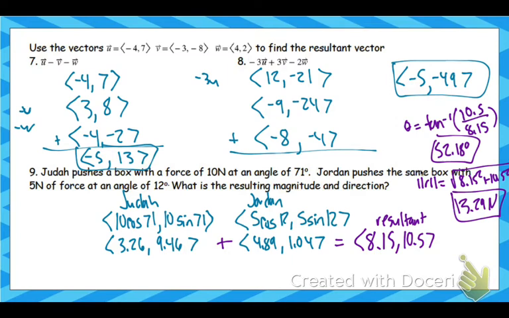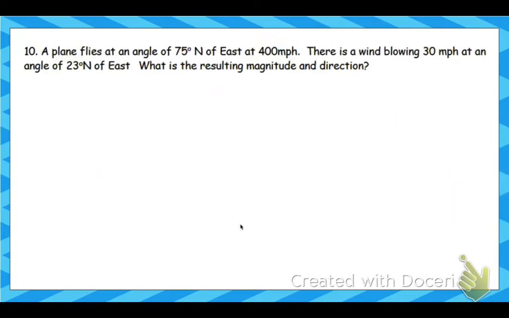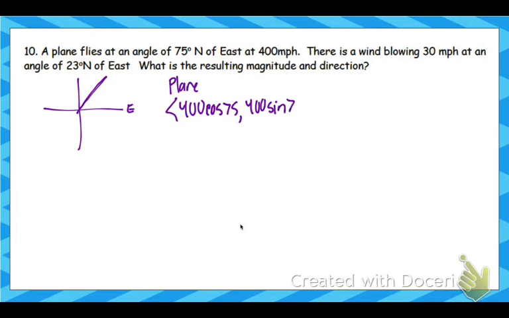All right, let's do one more word problem. This one's going to have some directions on it, but they're pretty straightforward. So a plane is flying at an angle of 75 degrees north of east. So remember, here's east, 75 degrees north of east. That's just a normal 75-degree angle. So for my plane, I can go ahead and do a magnitude of 400. So 400 cosine 75. 400 sine 75. So I don't need to do anything crazy with the angle because that angle is just a regular 75-degree angle.